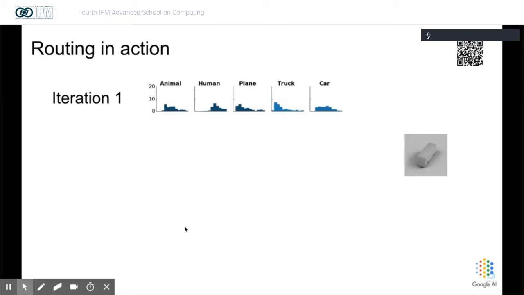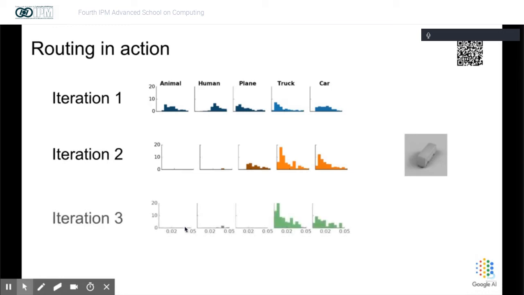At iteration 2, after we reassign the lower level capsules based on their fit, some of the class capsules lose support and some gain support and become tighter as well. So we did a refinement and our argument boosted. Now we do another EM step, and we settle correctly on the truck capsule with a tight active cluster.